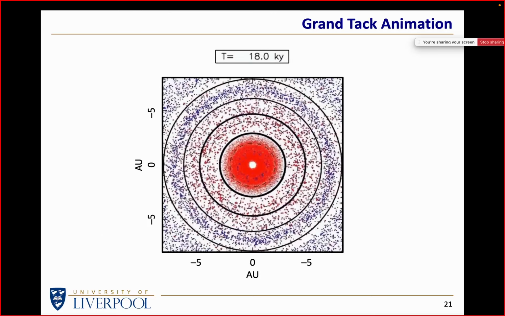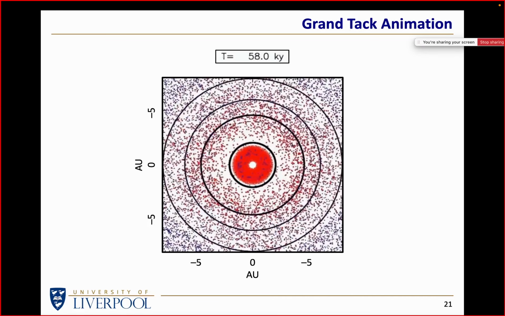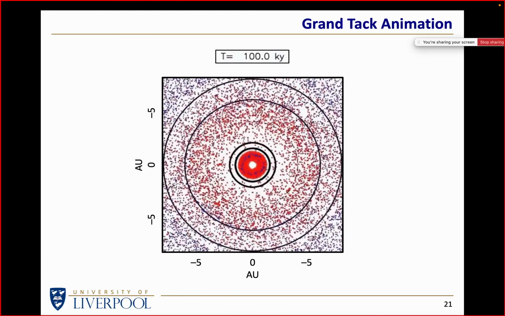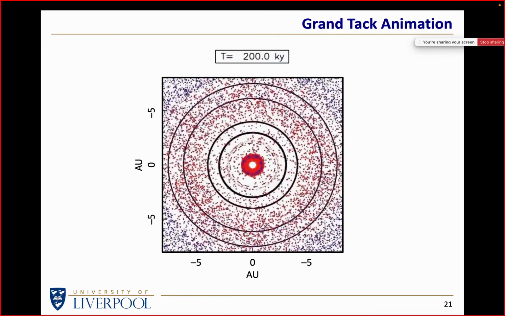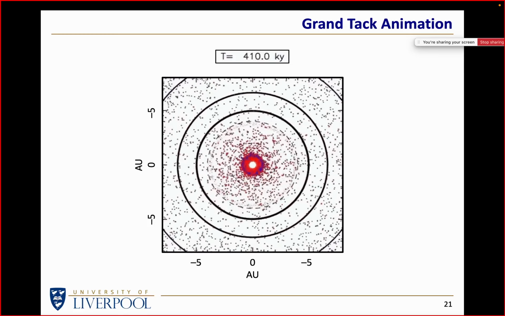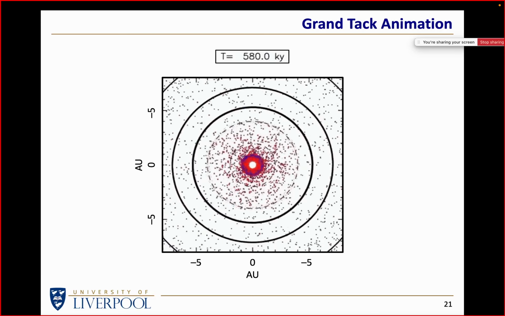So let's run the animation and see what happens. And it's so fast you can barely see what's happening, other than the orbit of Jupiter is shrinking and all of the red stuff is now getting scattered to other parts of the solar system. To start with, Jupiter migrated inwards, but now we're seeing Jupiter and Saturn are migrating outwards.